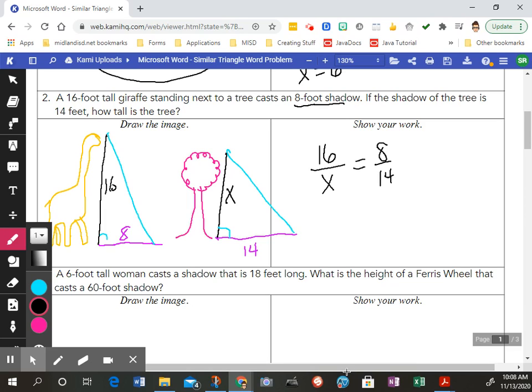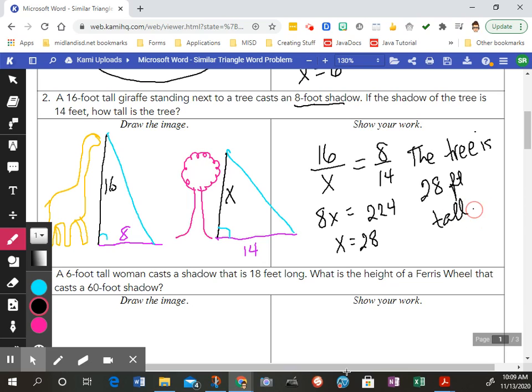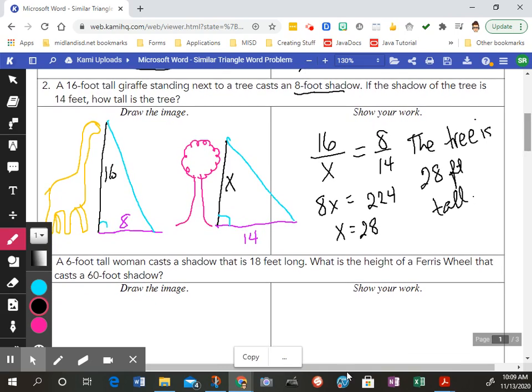All right. Cross multiply. 8x equals, and I get my handy calculator. Where'd my calculator go? There it is. Okay, turn it on. So 14 times 16 is 224. Divide by 8. I get 28. So X is 28. Now what is X? X is the height of the tree. So the tree is 28 feet tall. All right. Notice I didn't write X on the elephant, but I did on that one, so that's all right.